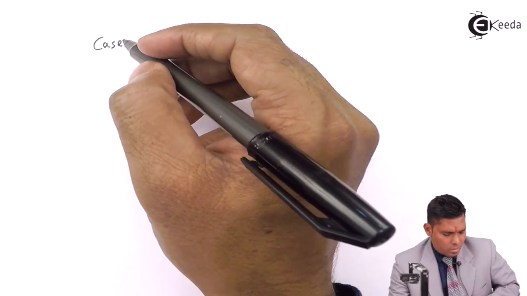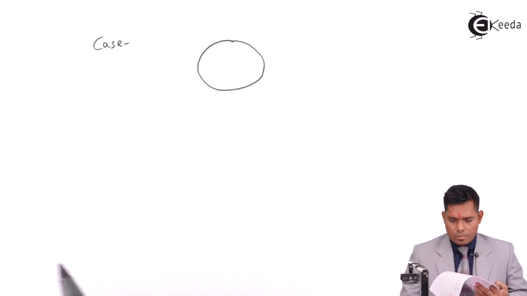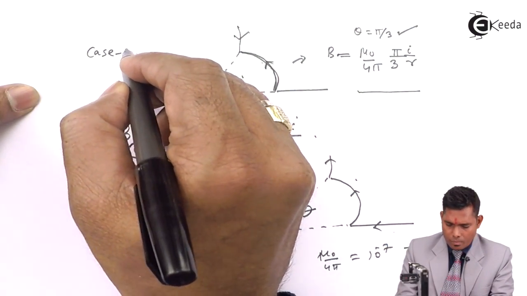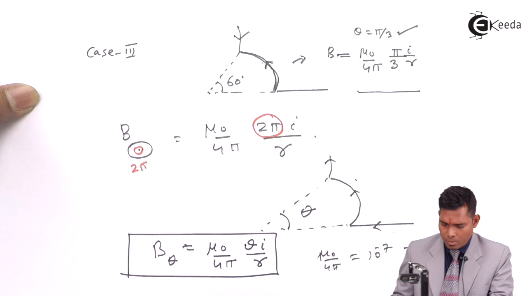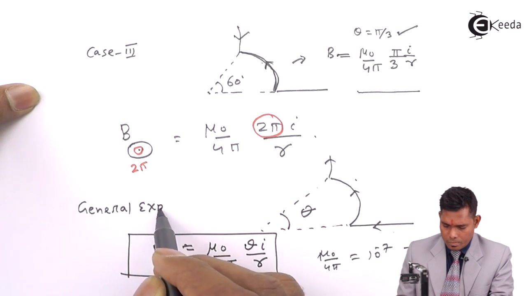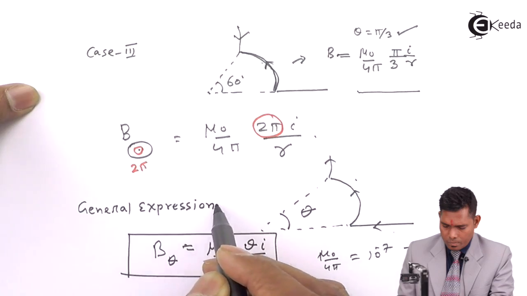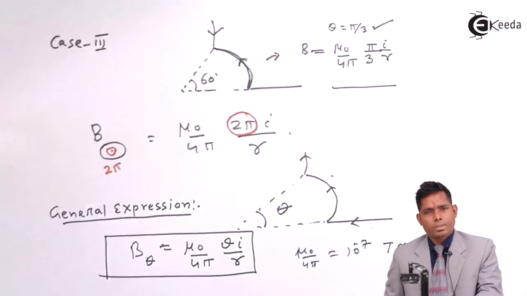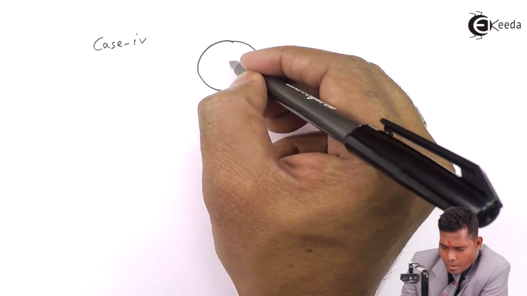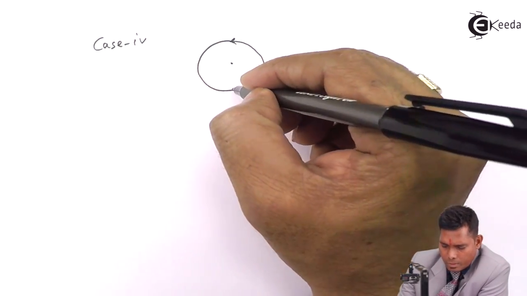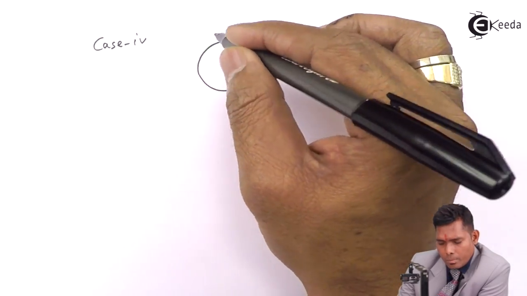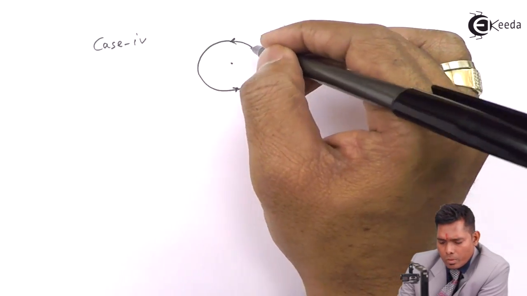Case number 3 here. This is the general expression. Now case 4. I have a coil like this, and I take one more coil of the same radius over it.